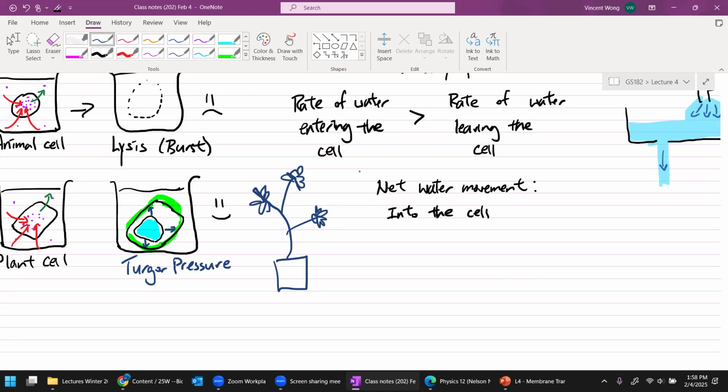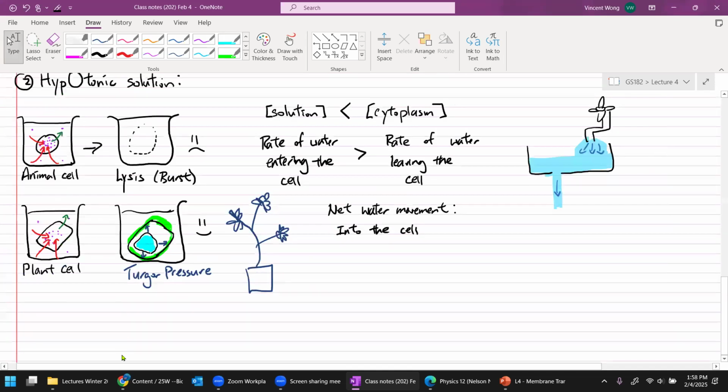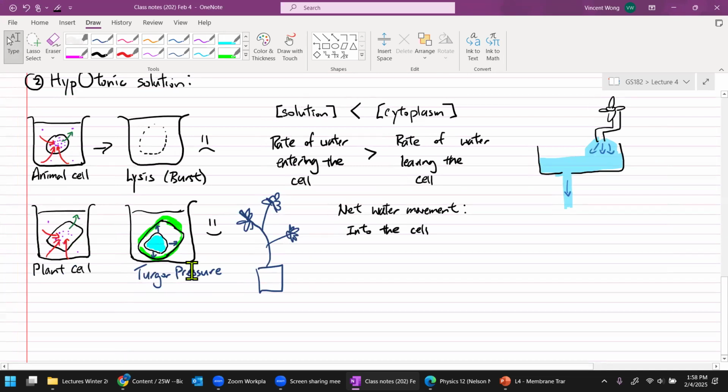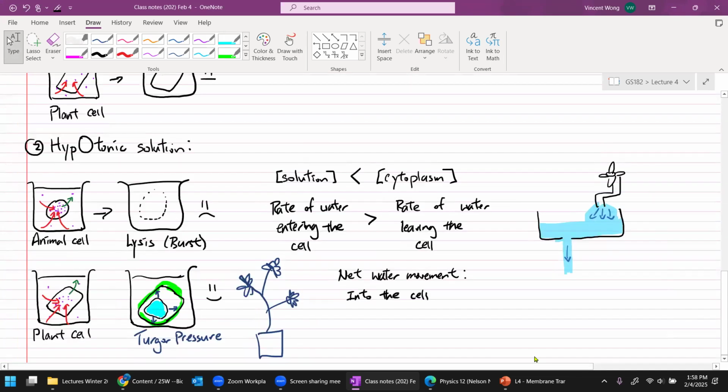Plant prefers to be in a hypotonic environment solution, but not us. So that's how you can remember it with a big O. The cell gets big. Hypotonic. Sorry. Turgor. Yeah, sorry.